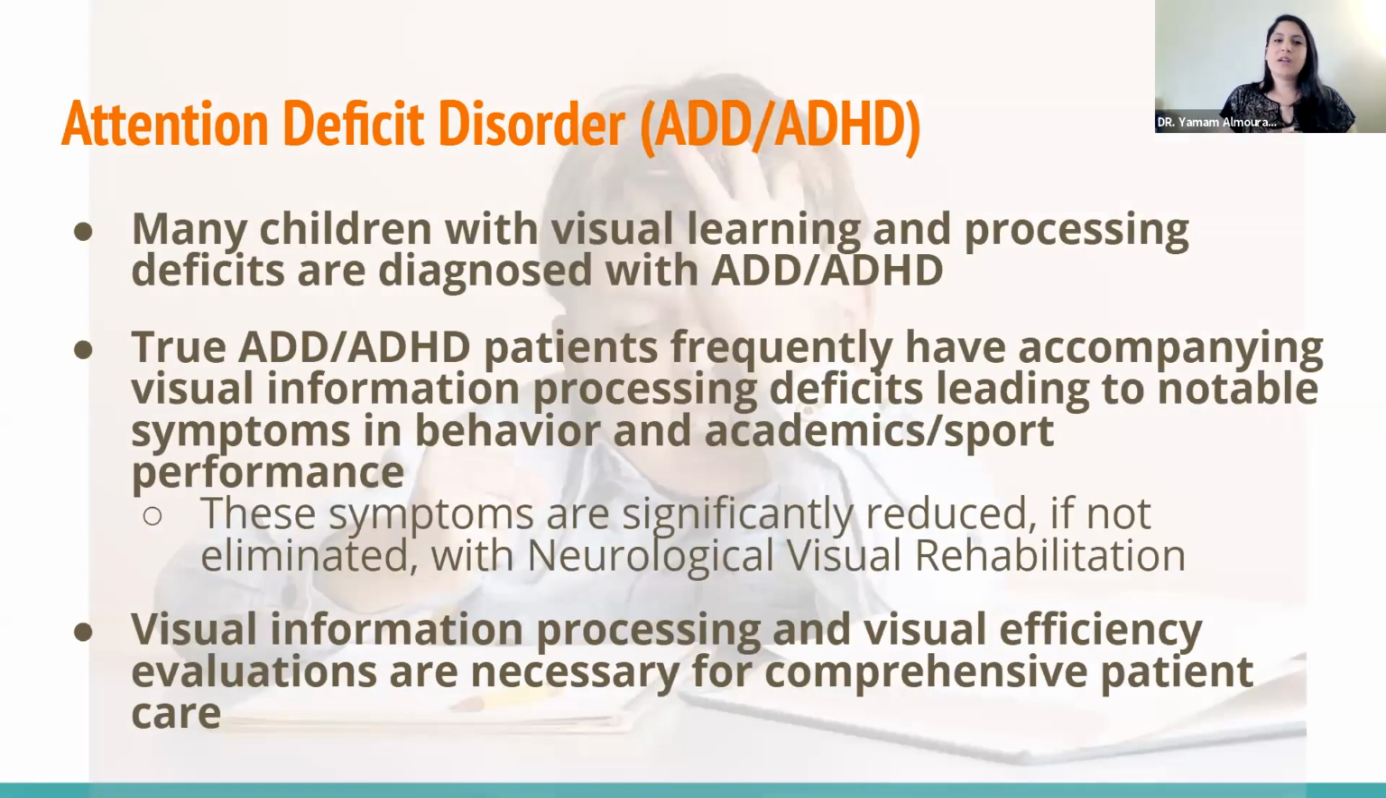All right, moving on here to pediatrics. So we're looking at attention deficit disorders. Many children with vision, learning, and processing deficits are diagnosed with ADD or ADHD. Some are given medication to help them gain their focus again, decrease the hyperactivity. And so true ADD and ADHD patients frequently have accompanying visual information processing deficits, and those deficits are seen in behavior, and so in academics and sports.